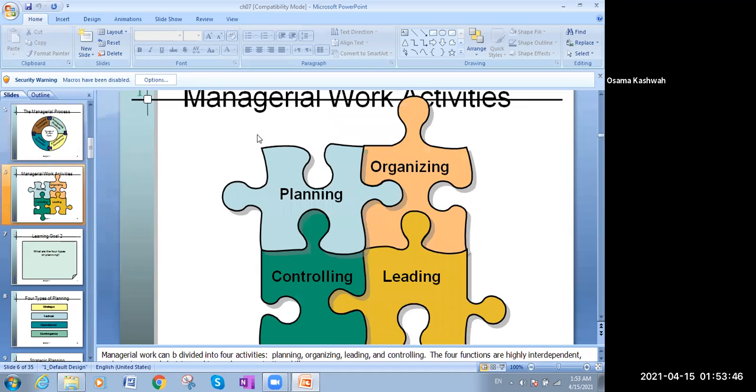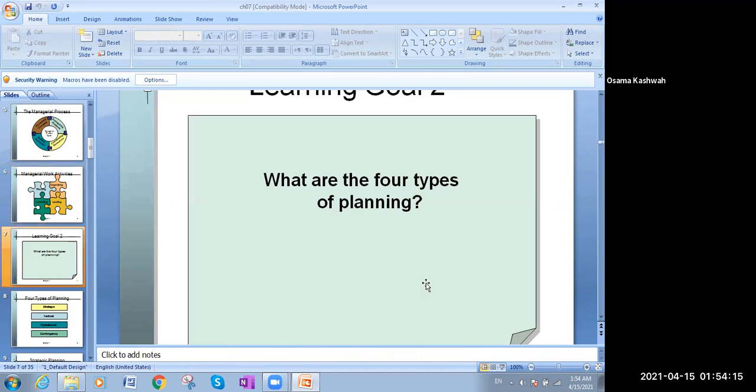Like we said before, management's works or activities are planning, organizing, controlling, and leading. And like you see here, they are interdependent, each one depends on the other. But the most important of them is planning, because based on planning come the organizing, the controlling, and the leading. So all of them depend on planning. Once the planning is right, then organizing will be right, controlling will be right, and leading will be right as well.